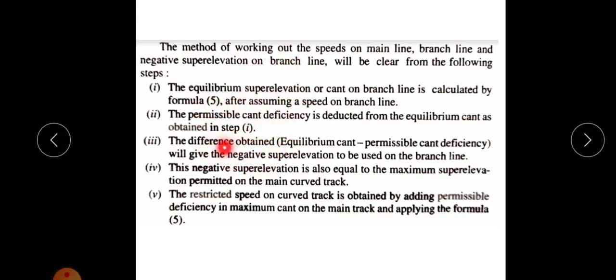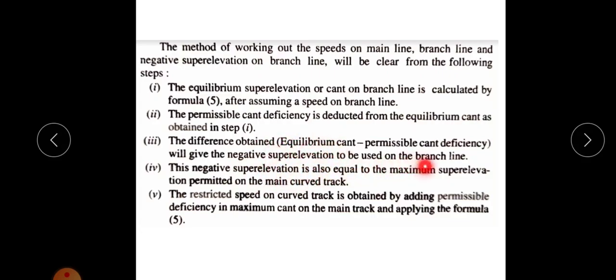The difference obtained, equilibrium cant minus permissible cant deficiency, will give the negative superelevation to be used on the branch line. That is the third step. So in the first step we calculate the equilibrium superelevation. In the second step we get the permissible cant deficiency from the table, and the difference of equilibrium cant and permissible cant deficiency gives the negative superelevation. We are just reversing the value, giving it the negative sign.